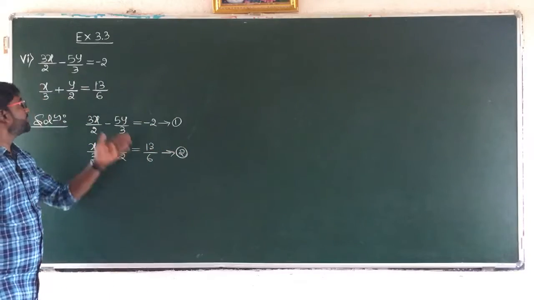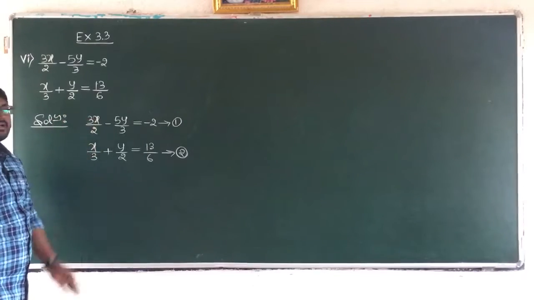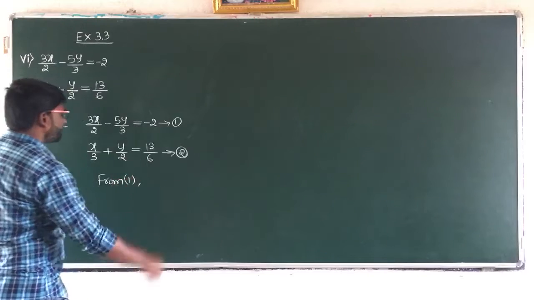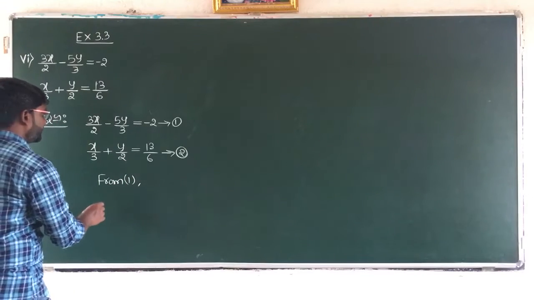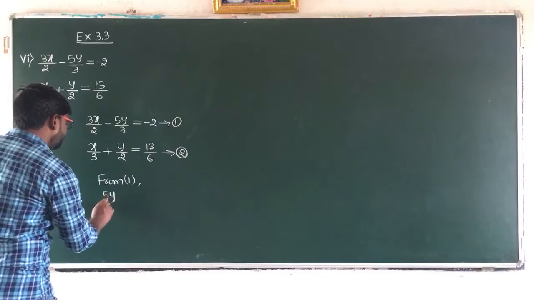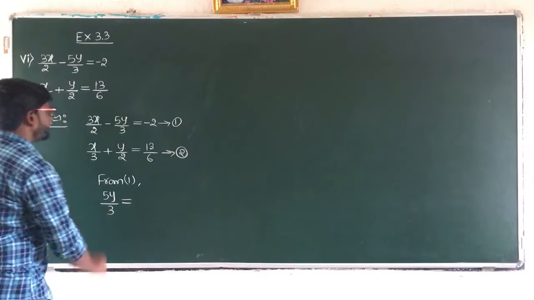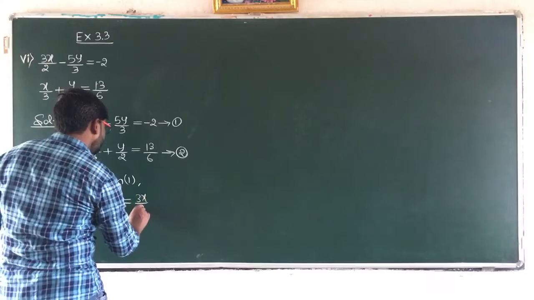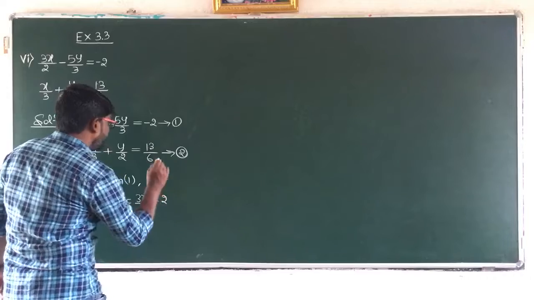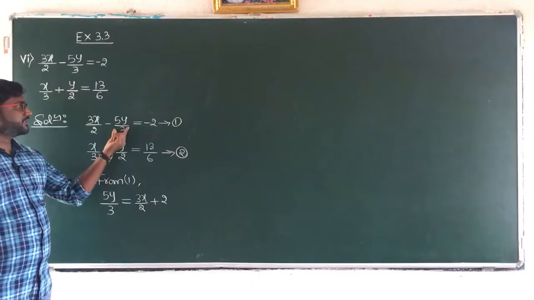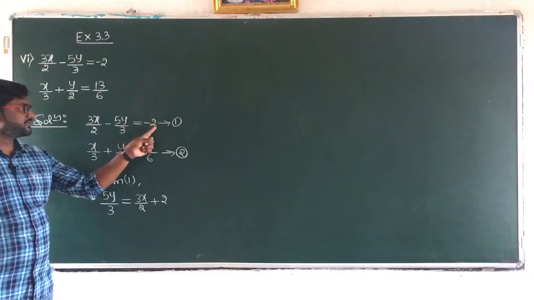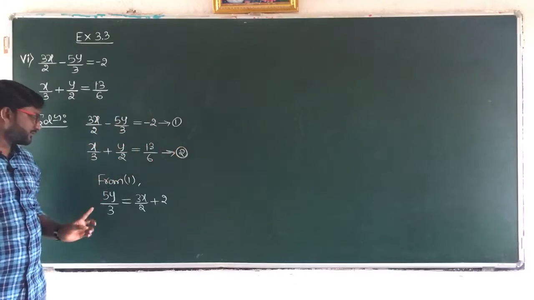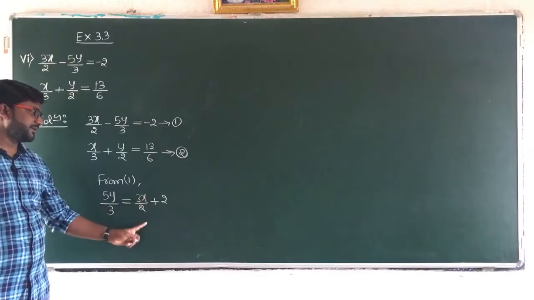So now from equation 1, let us separate y. From equation 1, so here 5y by 3 equals 3x by 2 plus 2. So take this term to the RHS, it becomes plus, and this to the RHS, it becomes plus. So 3x by 2 plus 2 equals 5y by 3. That's what I have written. 5y by 3 is equal to 3x by 2 plus 2.